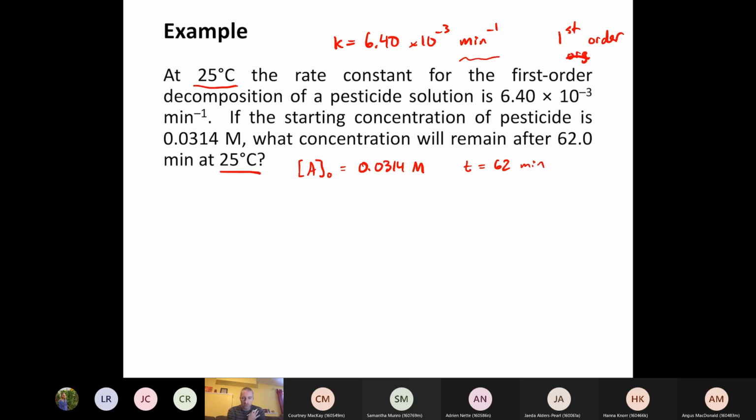This number is not part of our calculations, but it is important to understand that K changes when temperature changes. So only use K if the temperature that K was measured is the same temperature you're doing the reaction at. This doesn't work if we're at 45 degrees Celsius. You can't use the K from 25 degrees Celsius and expect to get the correct answer.